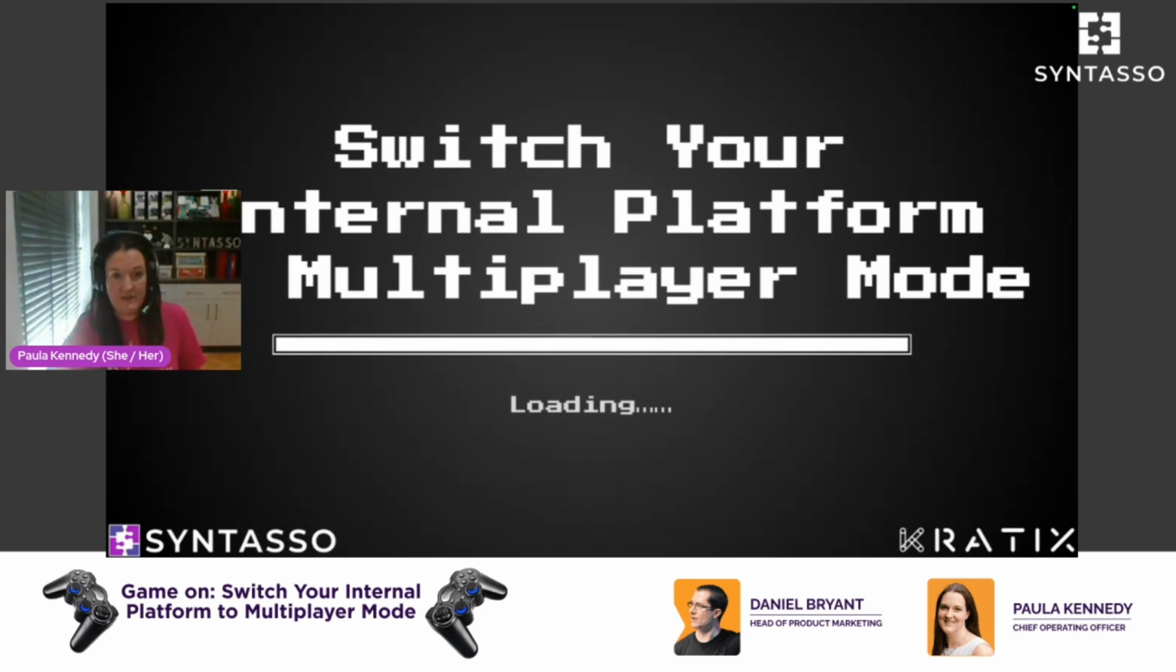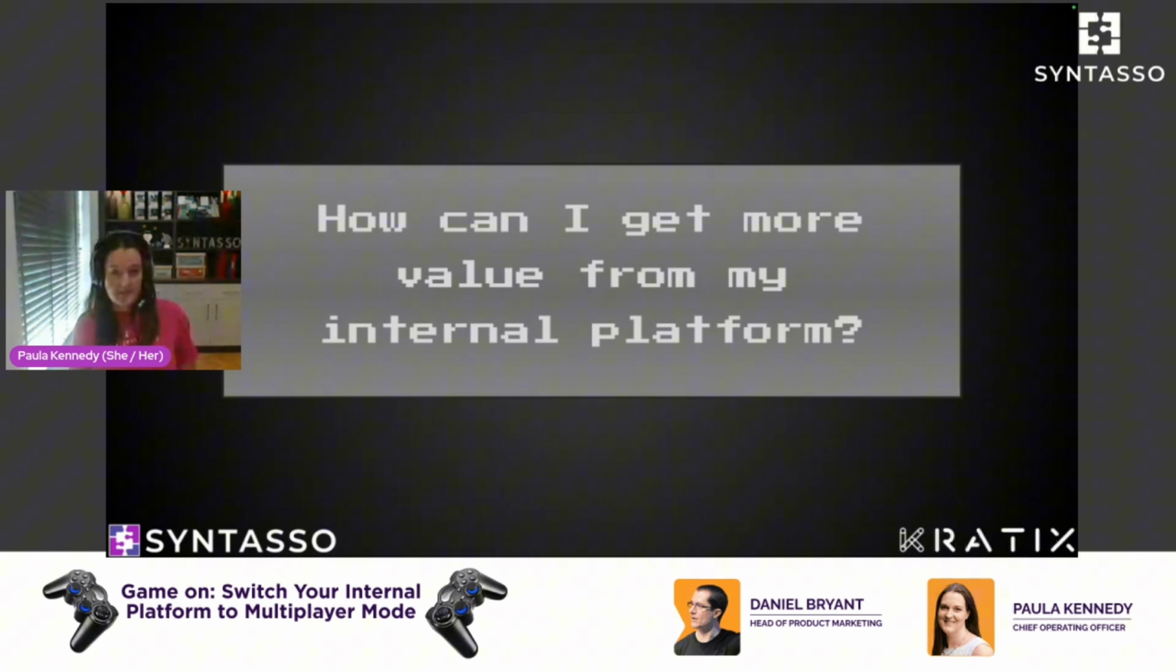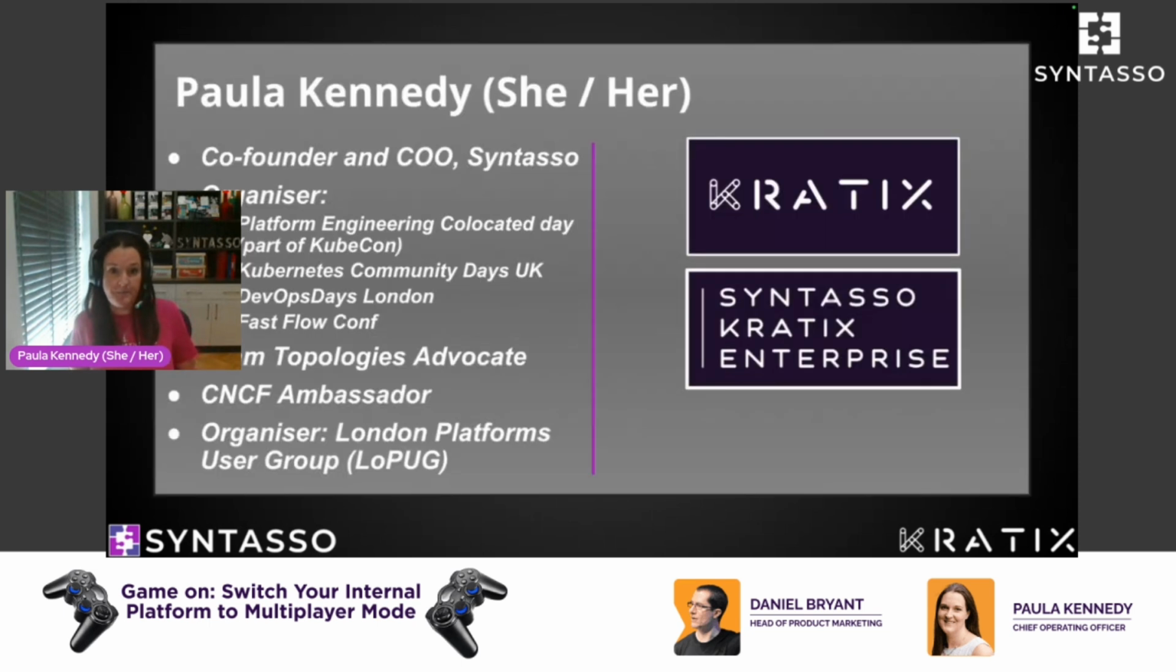As Daniel briefly mentioned, I will be talking about switching your internal platform to multiplayer mode. The idea for this talk has really come from lots of conversations with other organizations who are trying to get the most from their internal platform. Right? They're trying to increase their return on investment and make sure that their internal platform is effective without having to massively expand the size of their platform team. So I'm going to be sharing how at Syntasso, we try to help organizations to solve this specific challenge. And I'm going to include a use case of where we've actually succeeded in this.